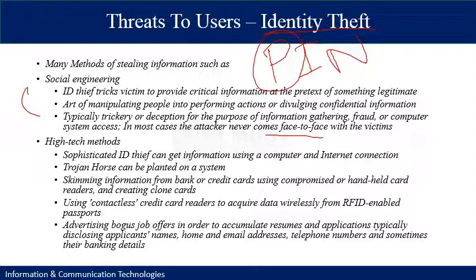So another method to target the user is using the high tech method, which is sophisticated. An identity thief can get information using a computer or internet connection. So they can install some Trojan software to plant on your system. This can be done using skimming of the information from bank or credit card using compromised or handheld credit card readers, or creating clone cards.